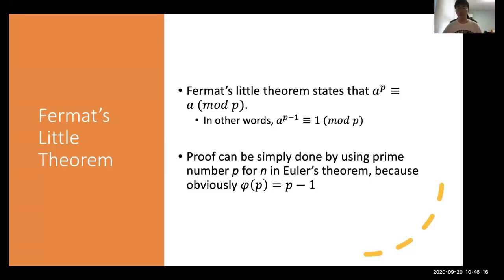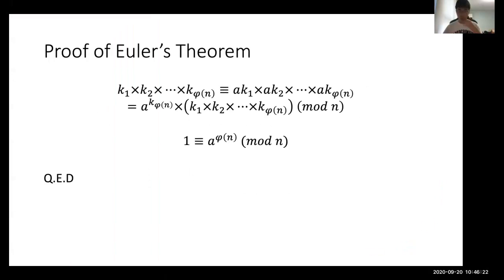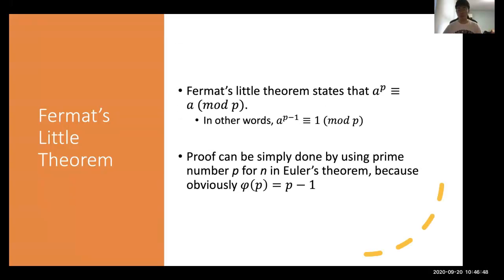The proof can be simply done by using prime number p for n in Euler's theorem. So we're using p instead of n, so we are talking about modulus p. And the Euler pi function, which is the number of elements in the complete reduced residue system of n, will be just p minus 1 because only 0 is not co-prime with p. So 1 to p minus 1 are all co-prime, so we have p minus 1 elements. So if we just insert p minus 1 instead of pi p, then we get a to the p minus 1 is congruent to 1. So that's the end of the proof.